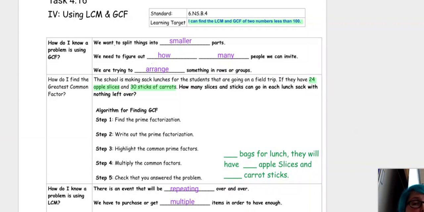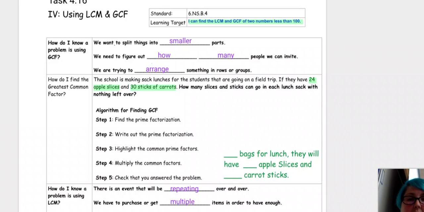So you'll notice at the top of your notes, we're going to start with greatest common factor, GCF. Factor, smaller. We're splitting things into small parts. We need to figure out how many people we can feed and can invite to our party. We need to figure out how many people can sit per table if we only have 4 tables. We're trying to arrange or group things.